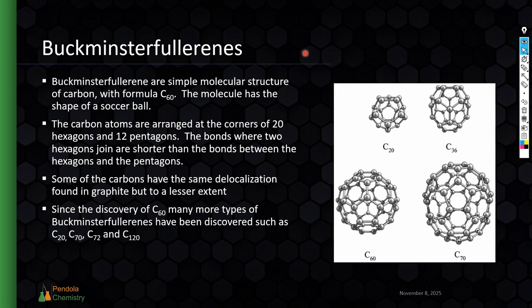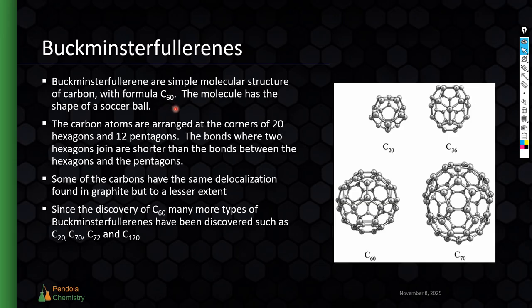Buckminsterfullerenes are a simple molecular structure type of carbon which forms these little spheres. You can think of Buckminsterfullerenes as little soccer balls made out of carbon atoms. The molecules have this soccer ball shape because they're formed by connecting pentagons of carbon with hexagons of carbon. Now, these structures are arranged into very specific shapes. The most common Buckminsterfullerene is the C60 Buckminsterfullerene, and it was the first one discovered.